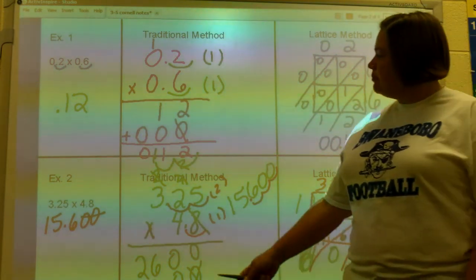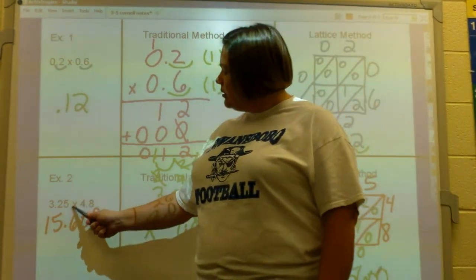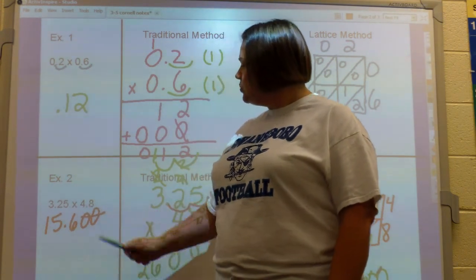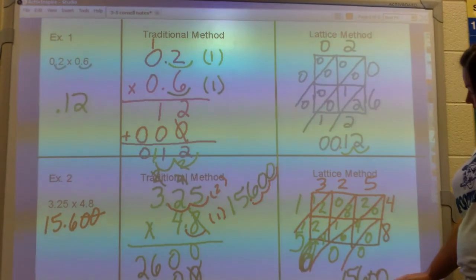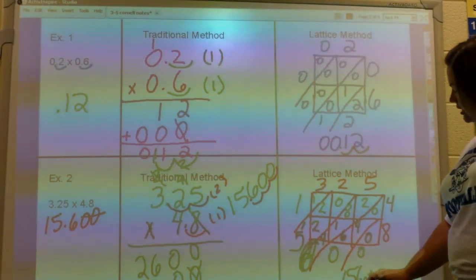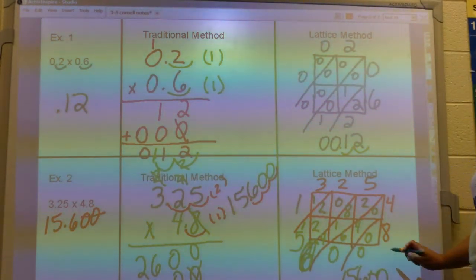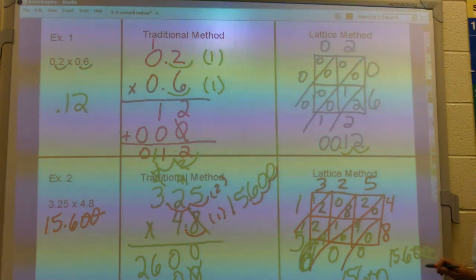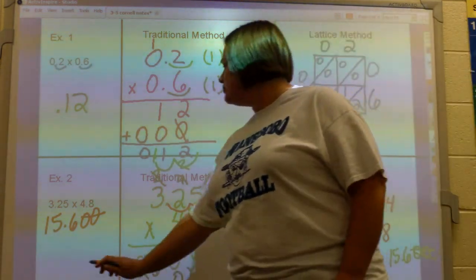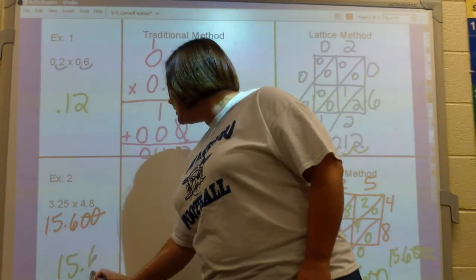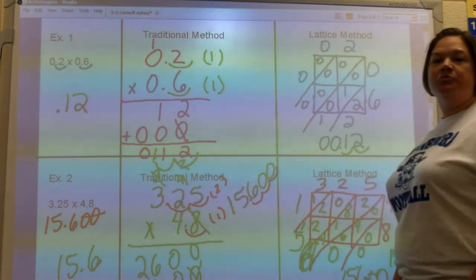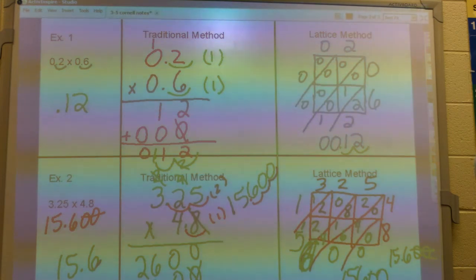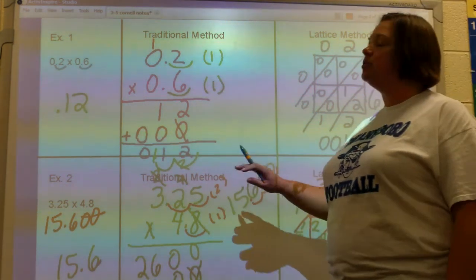I'm looking at my original problem. I'm moving my decimal once, twice, and then once. So the 2 plus the 1 is the 3. I move it left here, 1, 2, 3. I get 15.600. I'm going to leave off my trailing zeros and I still get 15.6 as my answer. We will do some more examples of these tomorrow in class, and we will be splitting up into groups whether you use traditional method or lattice.